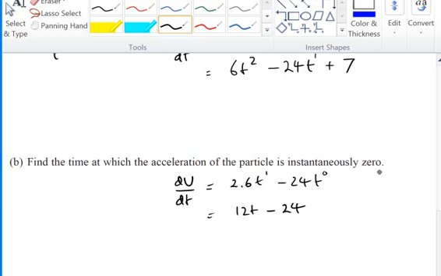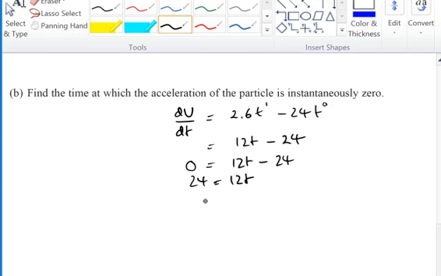but it then says, find the time at which the acceleration of the particle is instantaneously 0. Hang on, this is a slope. Maths differentiation gives you a formula for the slope. In other words, when is this 0? So all you need to do is put that equal to 0, rearrange it, and the time is 2 seconds.